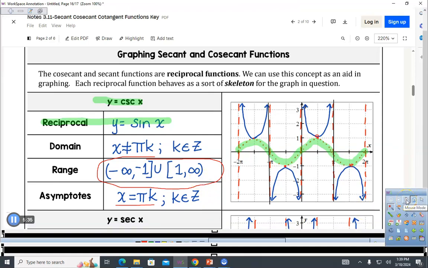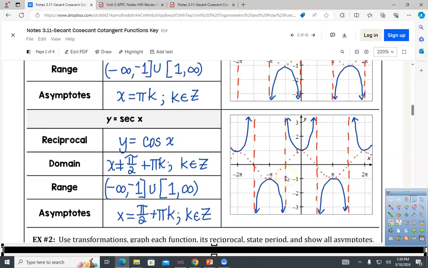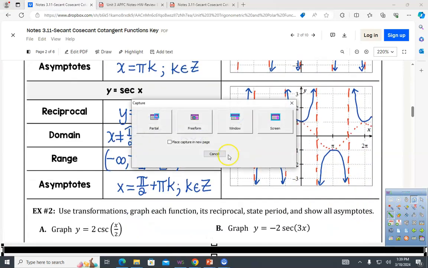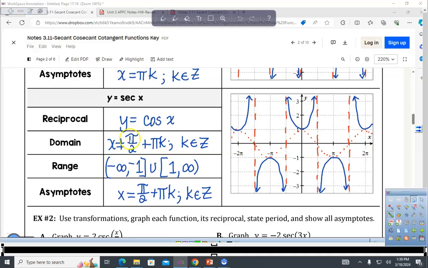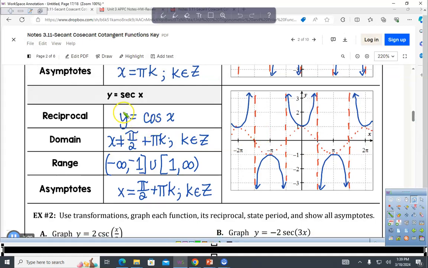Let's look at another one. The same is true when I look at secant. But now with secant, I'm going to graph cosine. And wherever I cross the x-axis is an asymptote. And wherever my highs and lows are, give me where to start my parabolas. Again, my range exists where cosine does not exist. And my domain is restricted by those asymptotes.